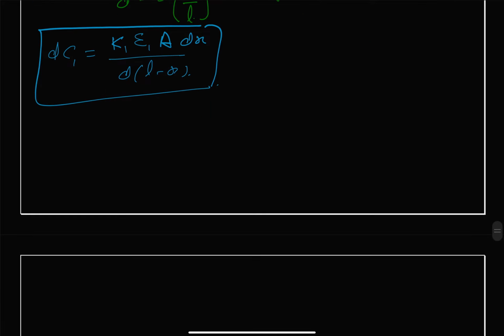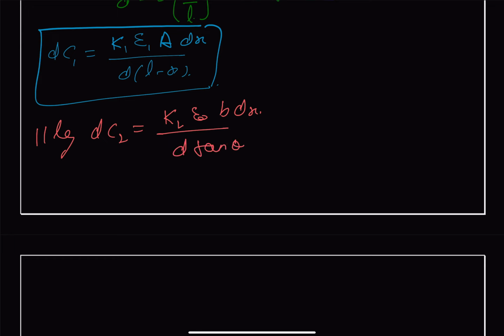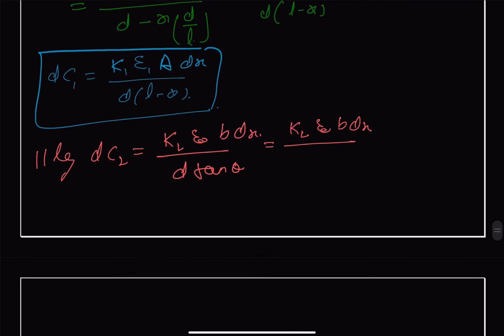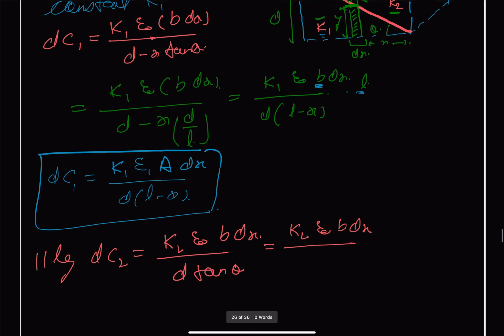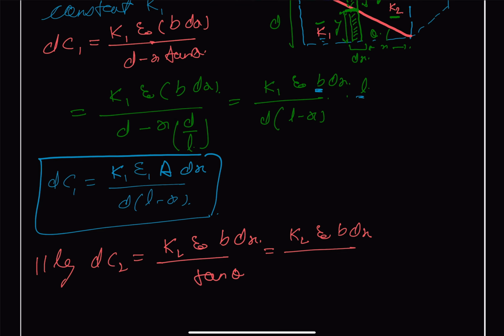Similarly, we can find our DC2. Our DC2 is K2 epsilon naught B dx, and we substitute tangent of theta as d by L, so this comes as K2 epsilon naught B dx over x tangent of theta.